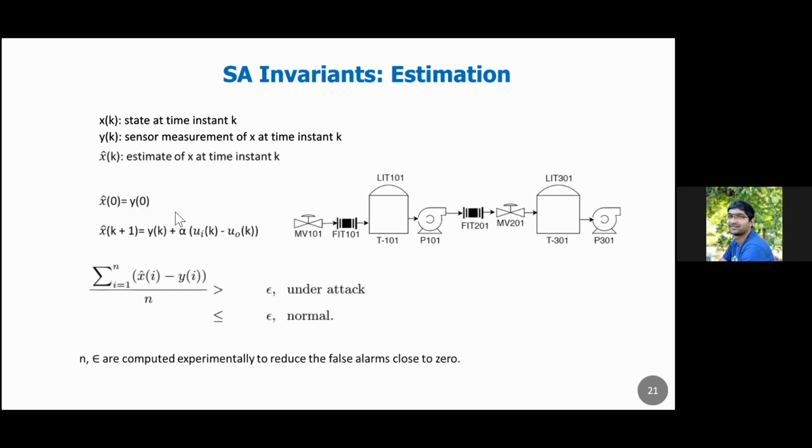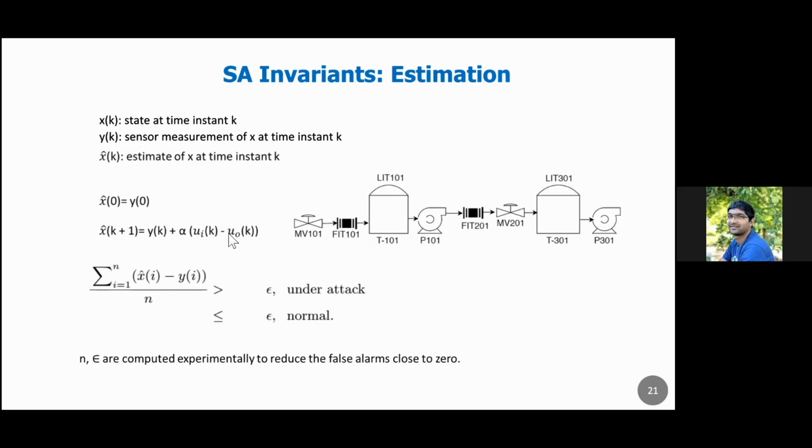For example, if you see, this is x hat of 0, the estimation. We are estimating at the 0th time. Initially we assign the previous value, but next time when we update the estimation, we use the previous value plus input minus output. What is the input flow and what is the output flow?